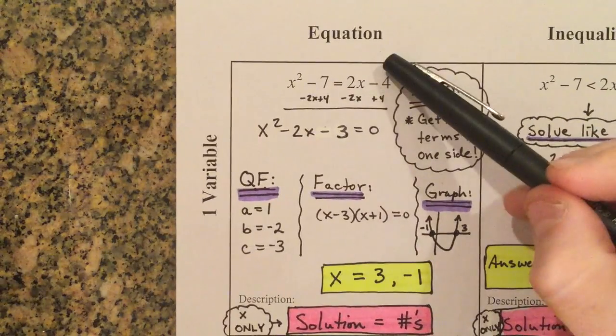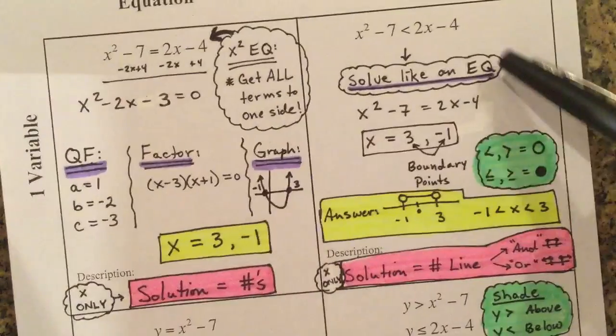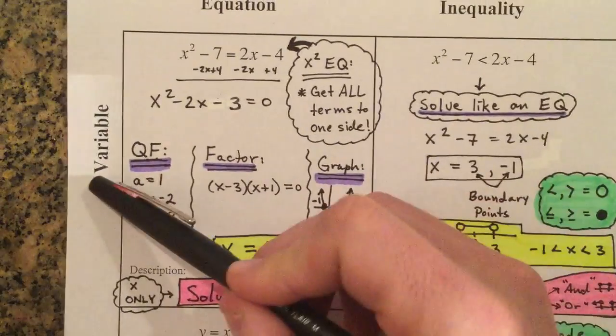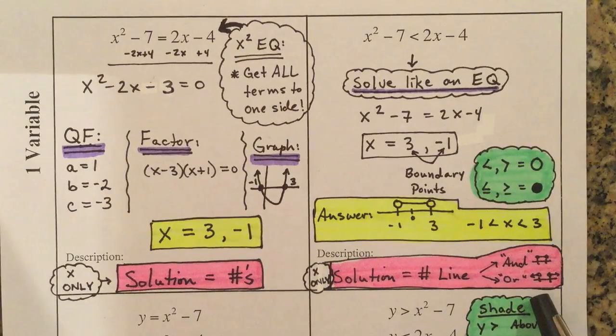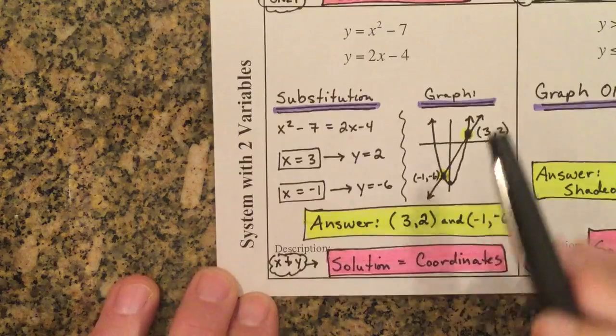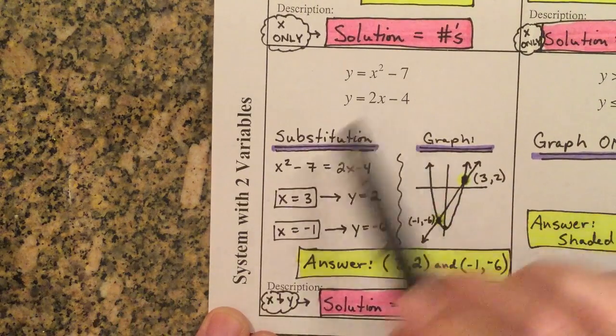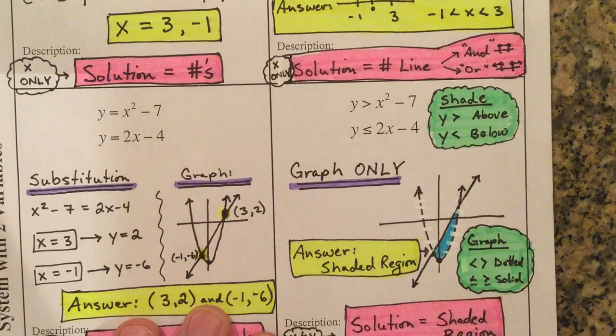Quickly to summarize, when you have one equation and one variable, your answer is just numbers. If you have an inequality with one variable, you have a number line, sometimes listed as an AND statement, sometimes listed as an OR statement, depending on how the arrows go. If you have a system of two equations with two variables, your answer is going to be coordinates. And last of all, inequalities give a shaded region.